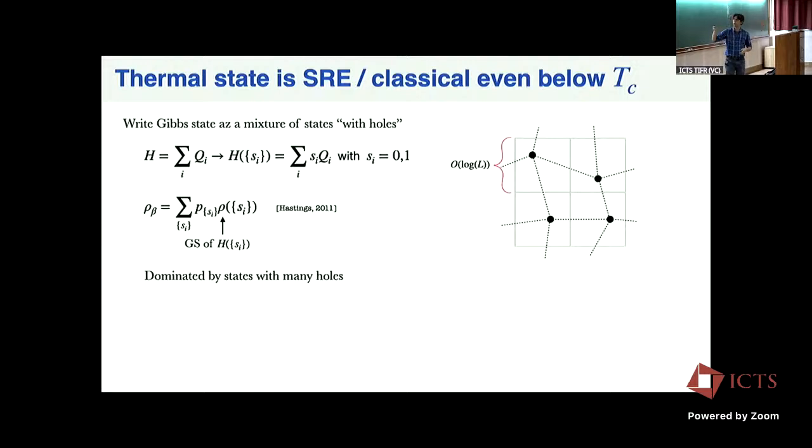So, of course, you have a distribution over different holes, but this thermal state will be dominated by certain configurations of holes for entropic reasons. In particular, it will be dominated by configurations where the typical distance between holes is only logarithmic in system size, which is pretty small. And then there is a circuit whose depth is only this log L that will turn the ground state of this modified Hamiltonian into a trivial product state.